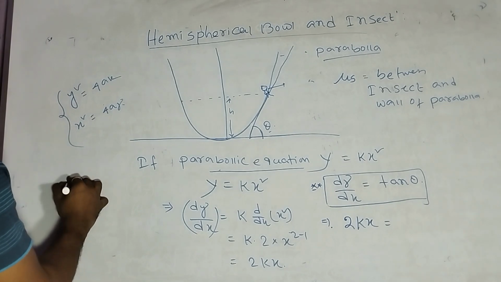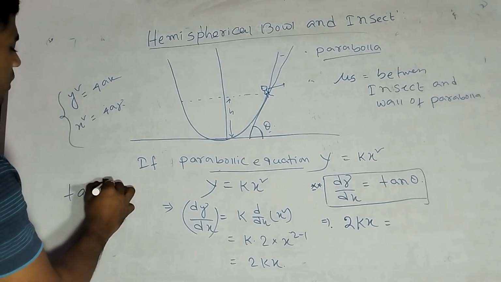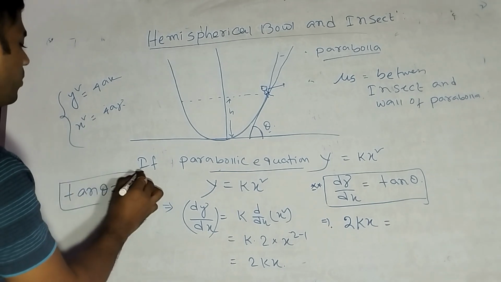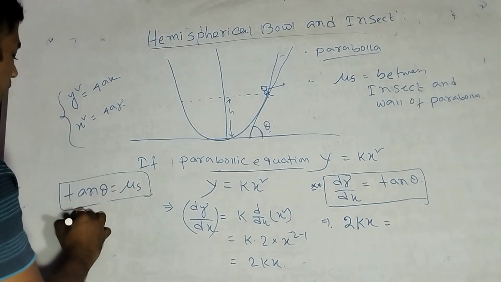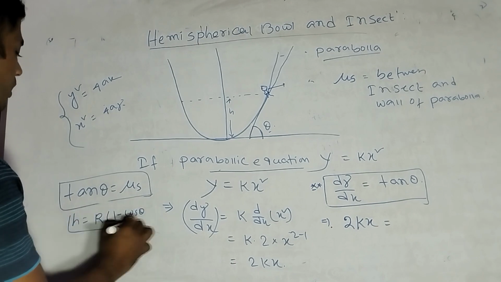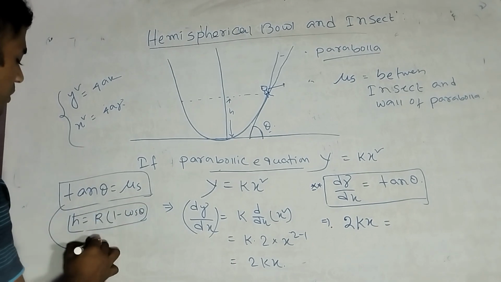We all remember the formula tan theta is equal to mu s. In the hemispherical bowl, tan theta is equal to mu s, and also h is equal to r into 1 minus cos theta. These two equations are applied in the hemispherical bowl.